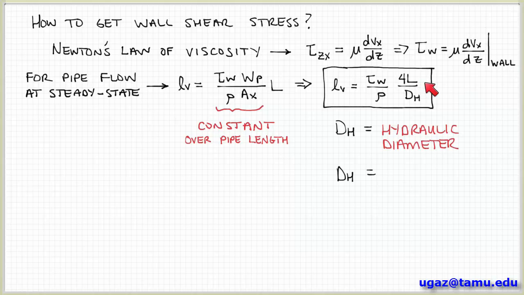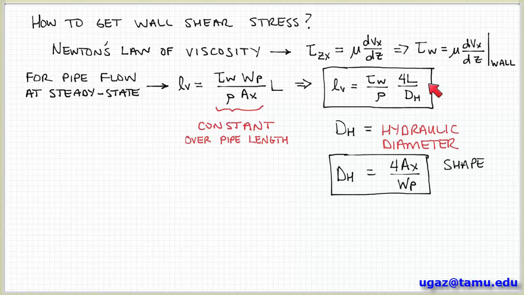So I'm going to take this tau wall over rho term, break that out, and then multiply it by this other term, 4L over d sub h. So what is this d sub h? D sub h is a parameter called the hydraulic diameter, and it's basically a shape factor. So this incorporates the geometric parameters in the problem. So we have cross-sectional area and the perimeter. So this hydraulic diameter is 4 times the cross-sectional area divided by the wetted perimeter.